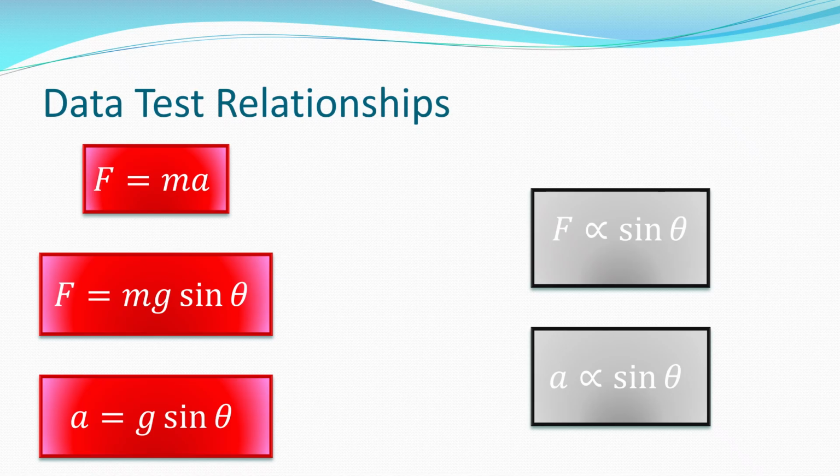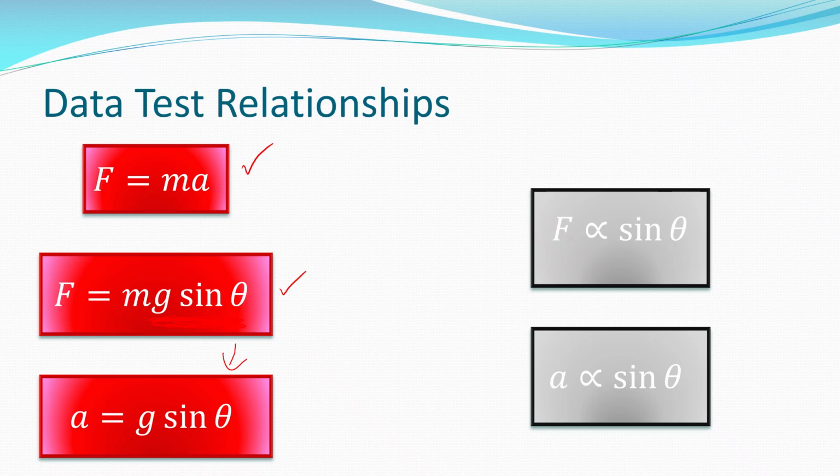Now, on a slightly different tack, data test relationships. We do look at some of these things when we look at our data test. We have good old Newton's second law, which we've resolved for our parallel component down the incline, so mg sine theta. That is just the g sine theta, the parallel acceleration component, which is what ended up down here. So acceleration is g sine theta, which we sub into F equals ma to give us that middle formula.